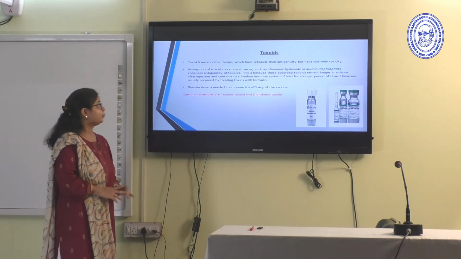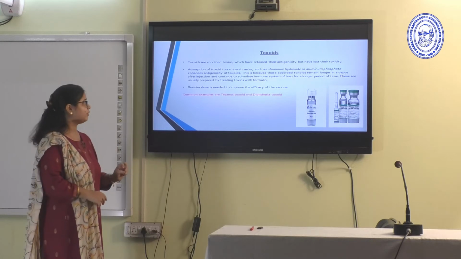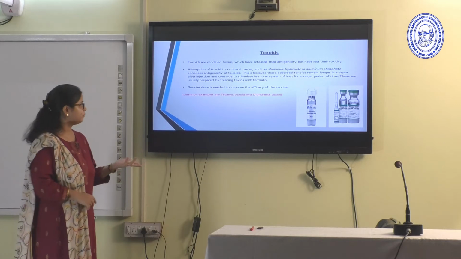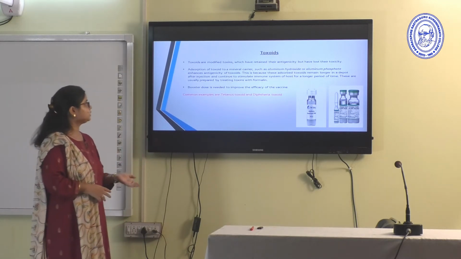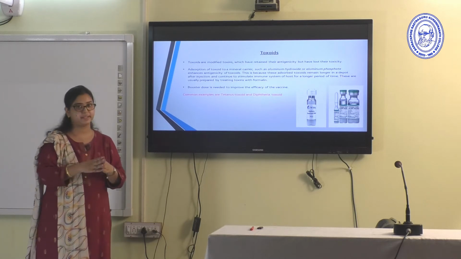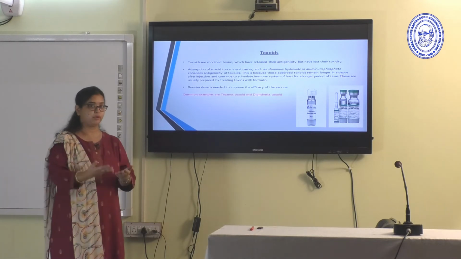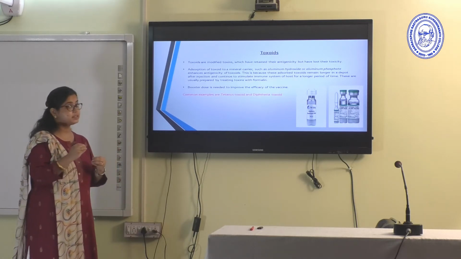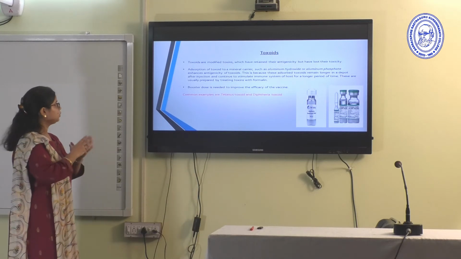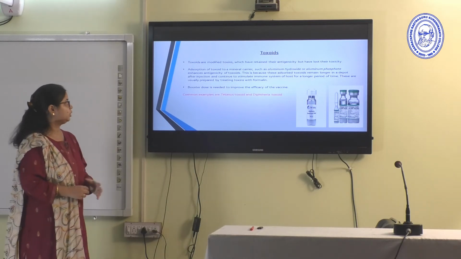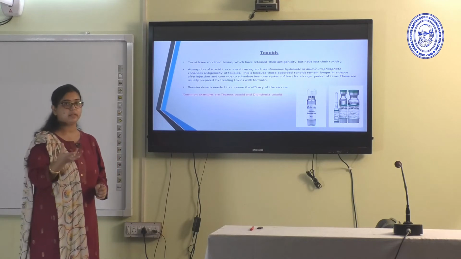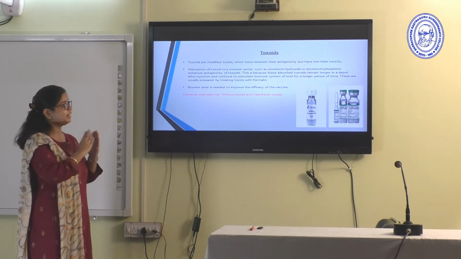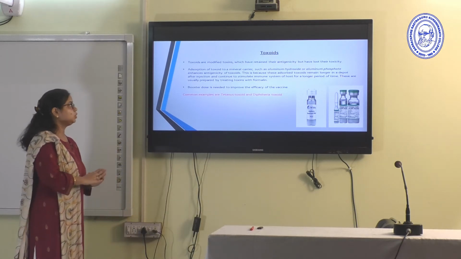Next is an important group, that is toxoids. Most of us have been given tetanus toxoid. We have seen this in our daily life. Tetanus toxoid belongs to a group of vaccines where we are not giving the microorganism, not the bacteria, not the virus. What we are giving is its toxin. Toxoids are modified toxins, the toxin secreted by the bacteria, given in a modified form which has retained its antigenic capacity but lost its toxicity.